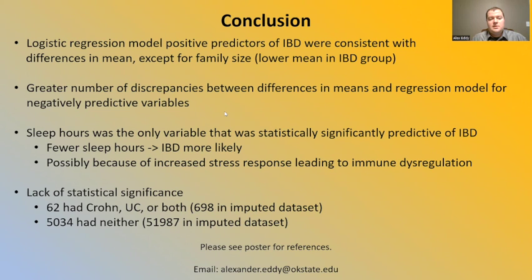Sleep hours was the only variable that was statistically significant. Fewer sleep hours could mean that IBD is more likely based on the differences in means. And this could be because of the increased stress response leading to immune dysregulation from chronic lack of sleep. The lack of statistical significance in the other variables, as mentioned, could be due to the sample size. Before multiple imputation occurred, only 62 individuals had IBD, and 5,034 said they had neither.